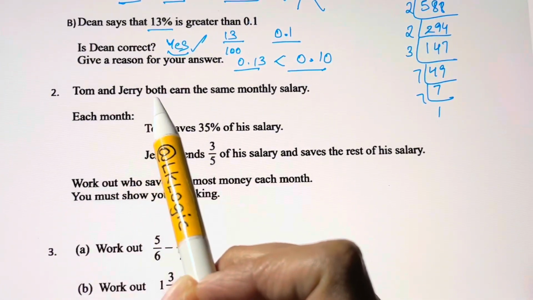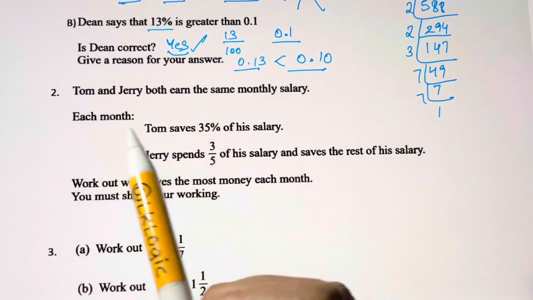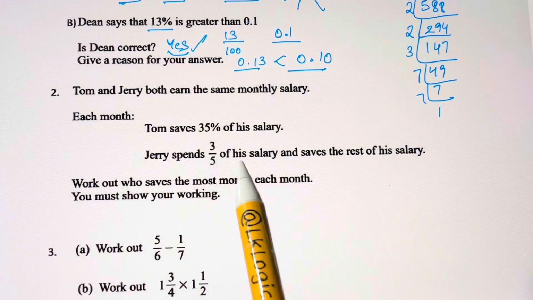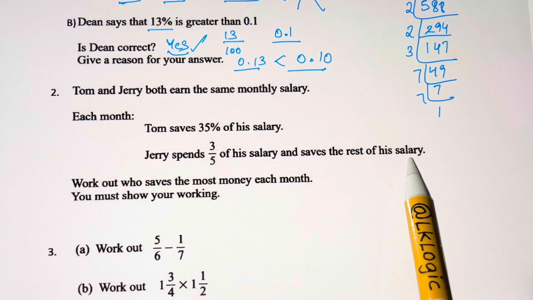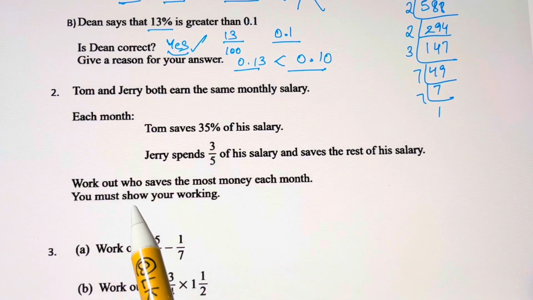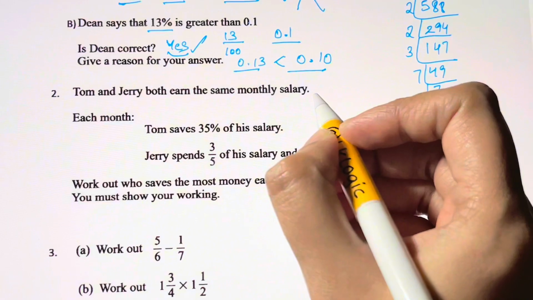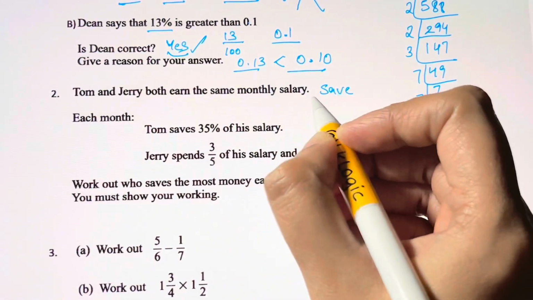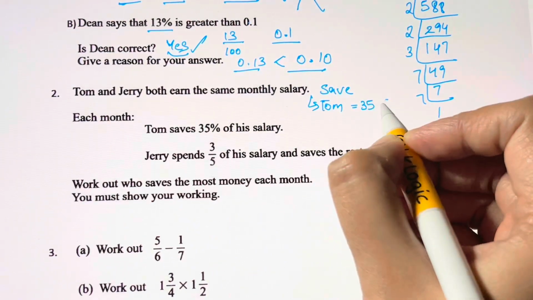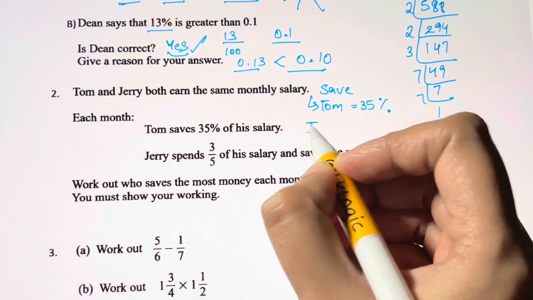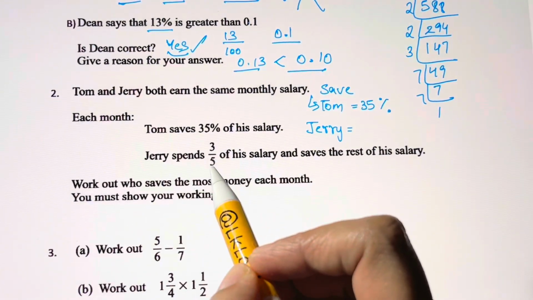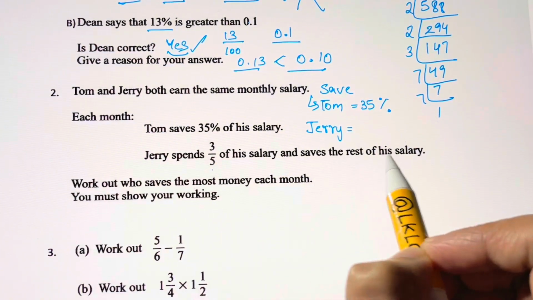Tom and Jerry both earn the same monthly salary. Each month, Tom saves 35% of his salary. Jerry spends 3/5 of his salary and saves the rest of his salary. Work out who saves the most money each month. You must show your working. Alright, so let's make the list of their savings. Tom saves 35% and Jerry spends 3/5 of his salary and saves the rest of his salary.